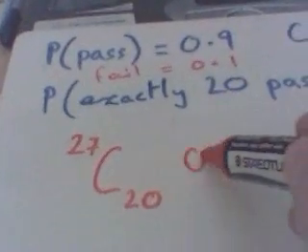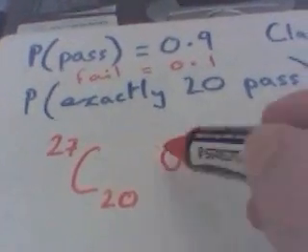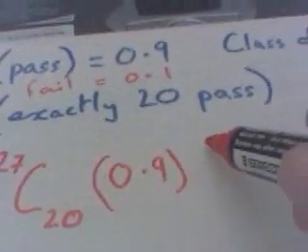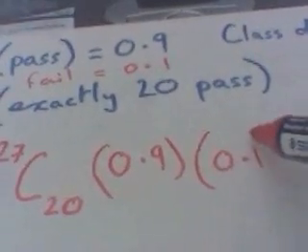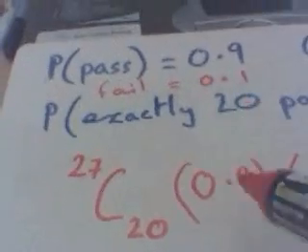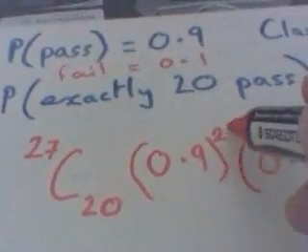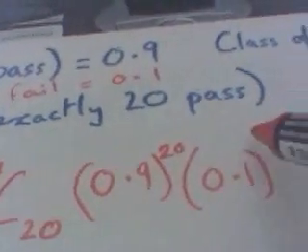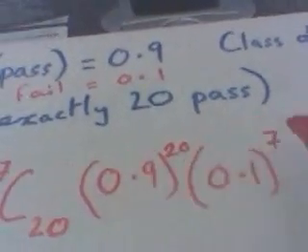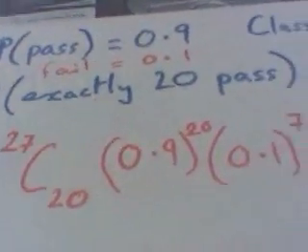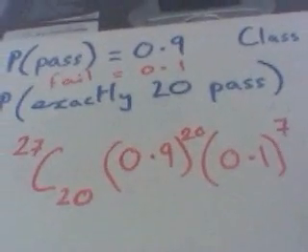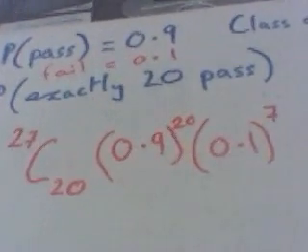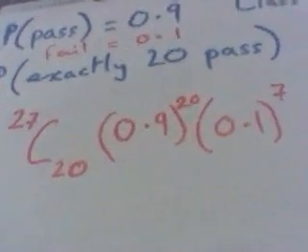Our two terms are 0.9 and 0.1. We're looking at exactly 20 passing, and that would leave 7 failing. 20 add 7 is 27. So now all I have to do is type that into the calculator, and that will give me the probability of exactly 20 passing.